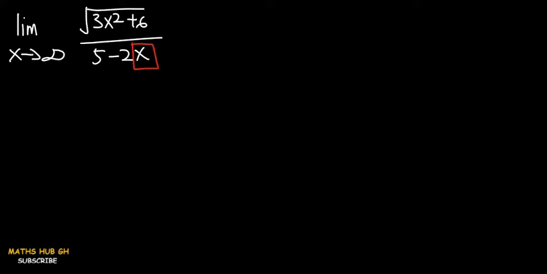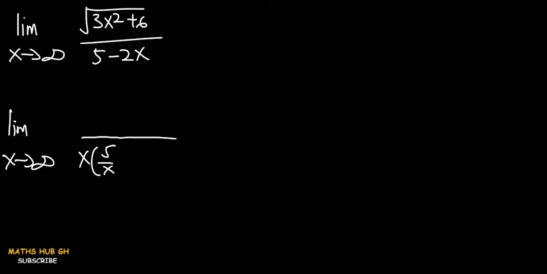So let's look at what you are going to do. I will start with the denominator. You are going to have the limit as x approaches infinity, and then for the denominator we are going to have x bracket open 5 over x minus 2. That will be the factorized form. Now let's focus on the numerator.